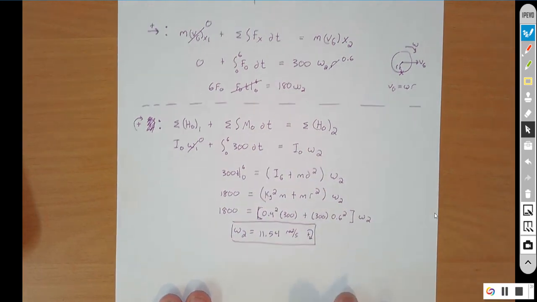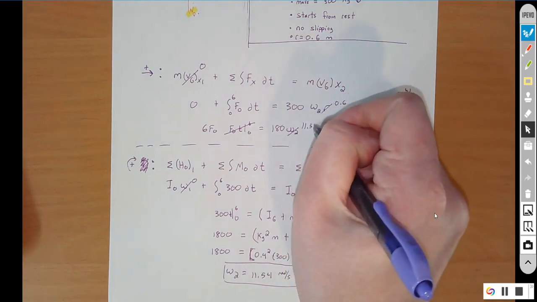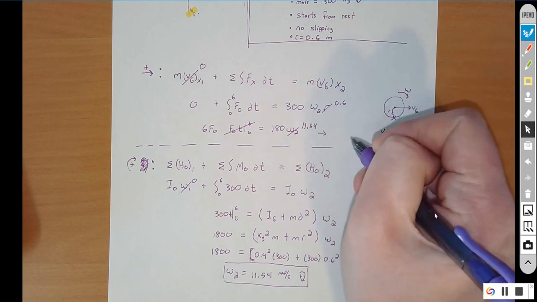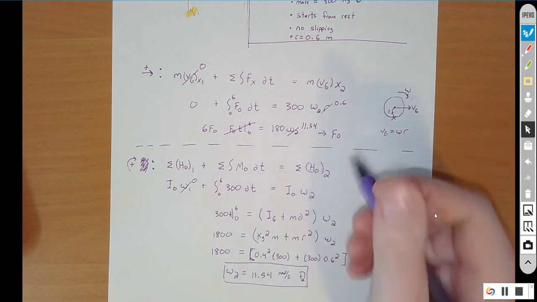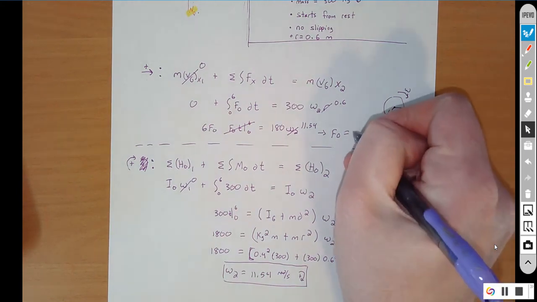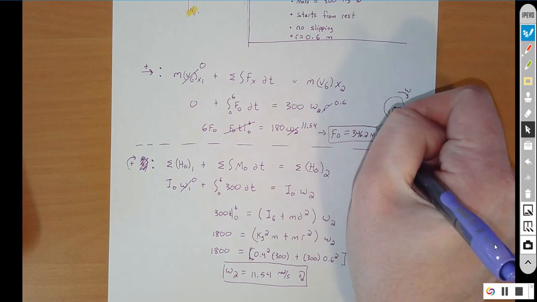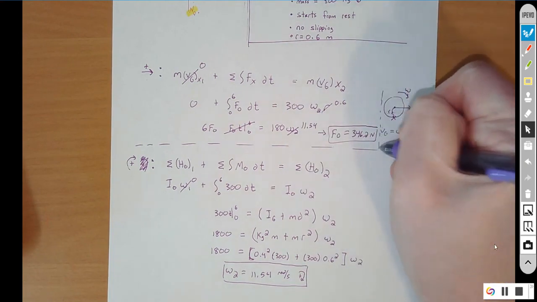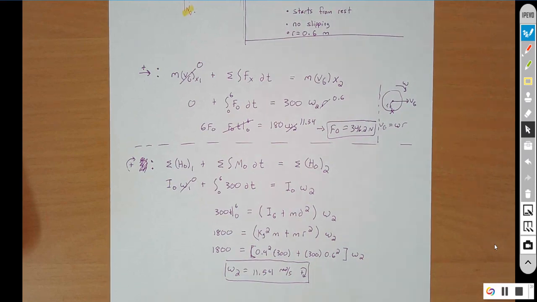And now that I know that, I can come back up here, plug in my 11.54, and solve this for F naught. Because again, it's just 6 F naught equal to a number. So F naught will become 346.2 newtons. All right. So that is how you apply the impulse momentum in the linear direction and in the angular direction.